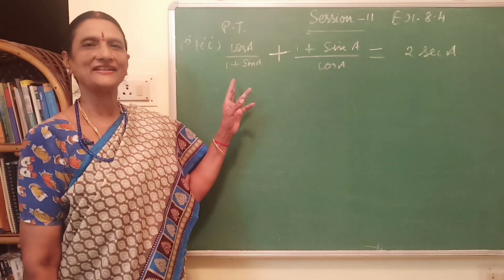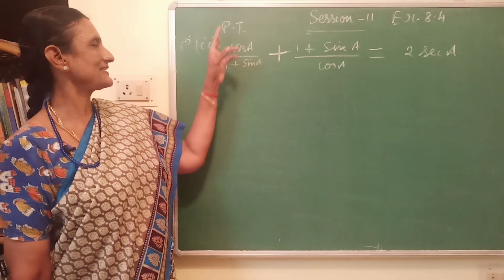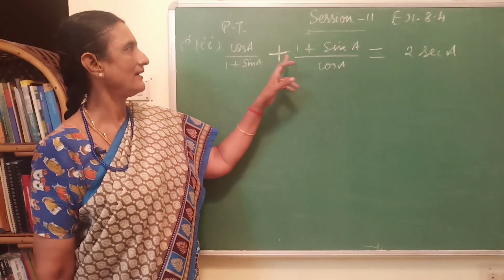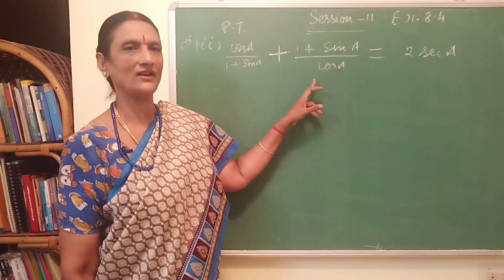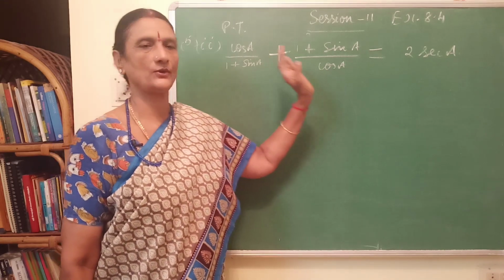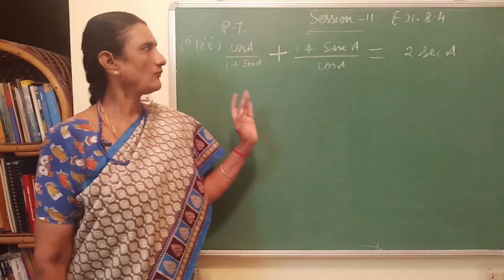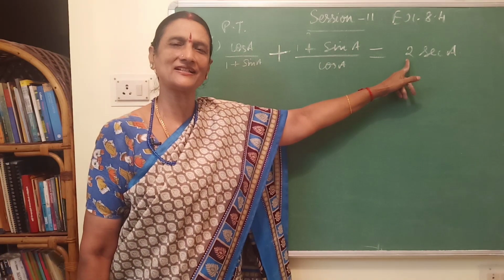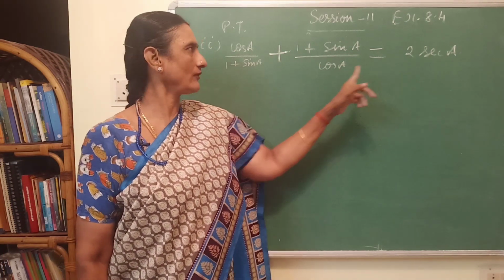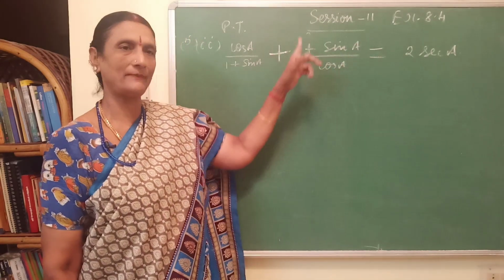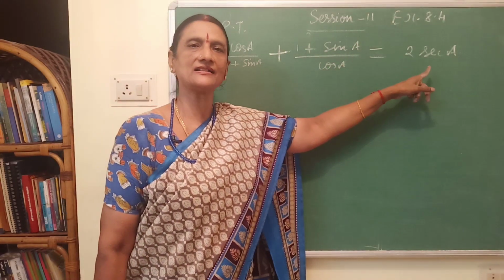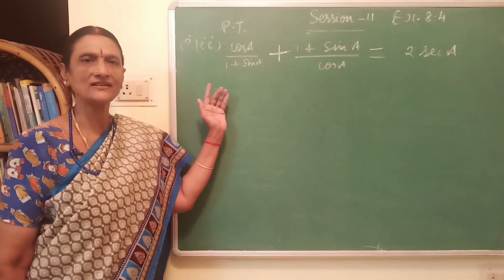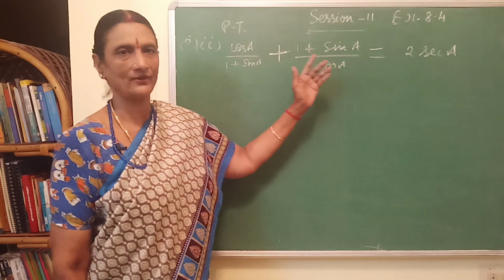We'll move on to the next sum, children. Second subdivision of 5: cos A divided by (1 plus sin A) plus (1 plus sin A) by cos A. We have to prove this is equal to 2 sec A. Now we will be simplifying the LHS first. In the RHS, if you notice, it's a simple term. Therefore, if I am able to simplify the left hand side and get this answer, then the result is automatically proved. So I will be focusing on simplifying the left hand side of the sum.